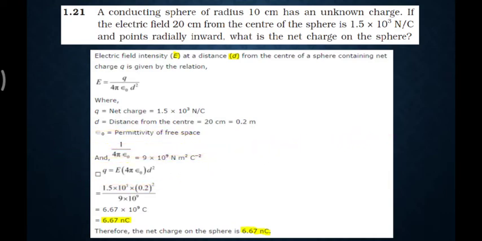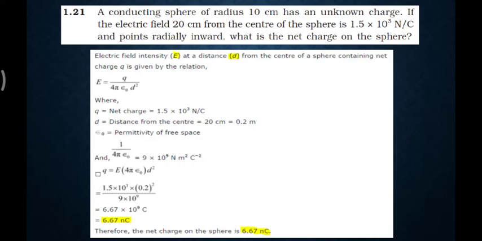Okay, let's go for the further calculation without wasting time on epsilon 0. We know directly that 9 into 10 to the power 9 is the value of k. Here we have to find Q, so bring the rest of the denominator to the other side. Q is equal to E times 4 pi epsilon 0 d square. E you know, 4 pi epsilon 0 you know. Individually you can also put pi as 3.14, epsilon 0 as 8.854 into 10 to the power minus 12, and d as 0.2 squared, and the answer will be exactly the same, which is 6.67 nanocoulomb.